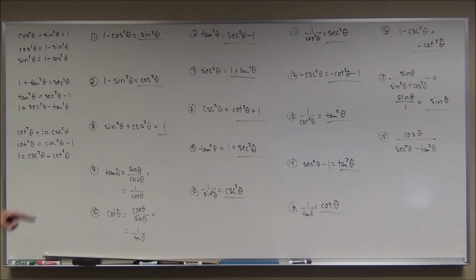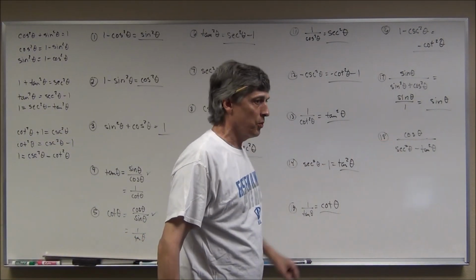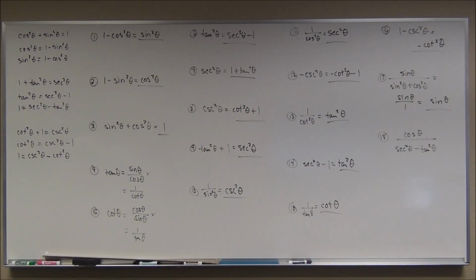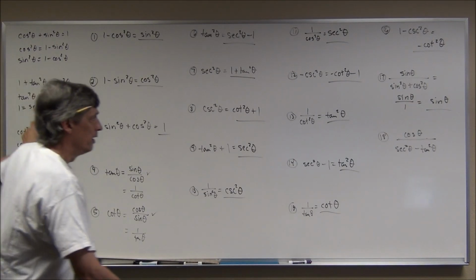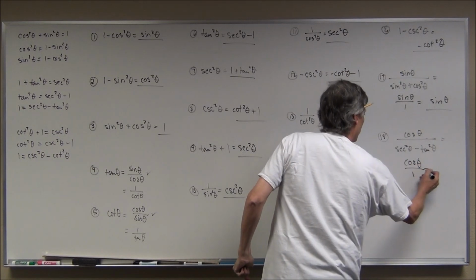And one more to go. Cosine theta over secant squared theta minus tangent squared theta. Well, let's see. That denominator looks interesting. Secants and tangents. Look in the middle here. Look at this guy right here. Secant squared theta minus tangent squared theta right here. It's equal to 1. So this is the cosine of theta over 1, or the cosine of theta.